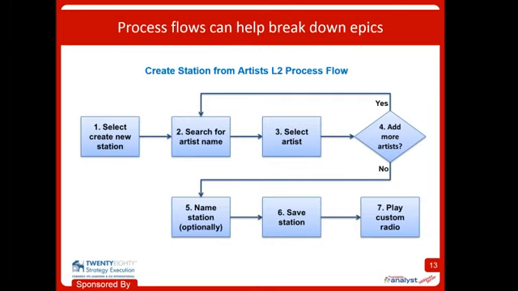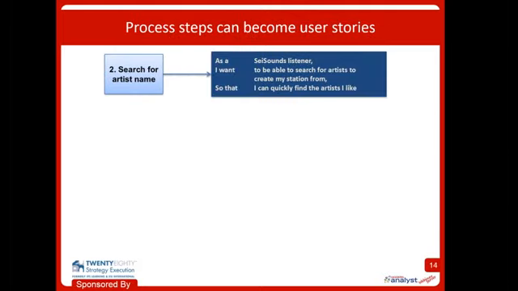Now, once you have this process flow, you have a way to systematically look for user stories. Every single step in that process flow, you can look at and say, are there any stories that I need to write that would support doing this? And it may be multiple stories. That's okay, but here's one example: search for artist name was the step. Well, let's write a story for that.